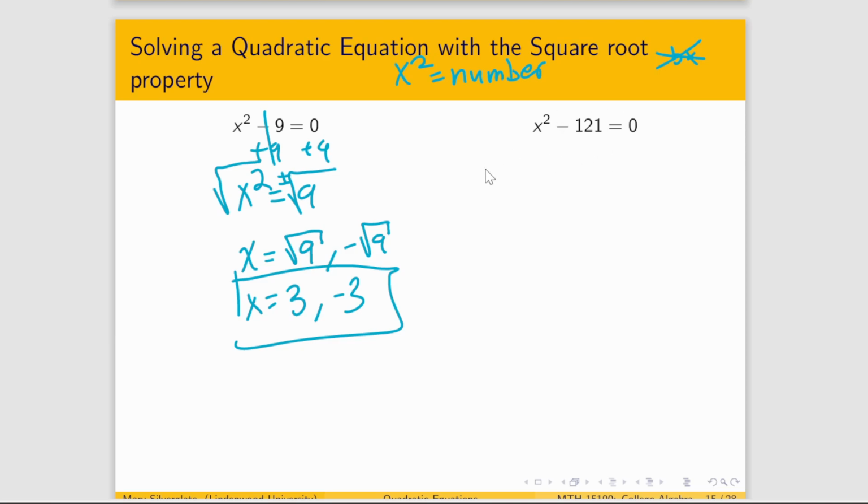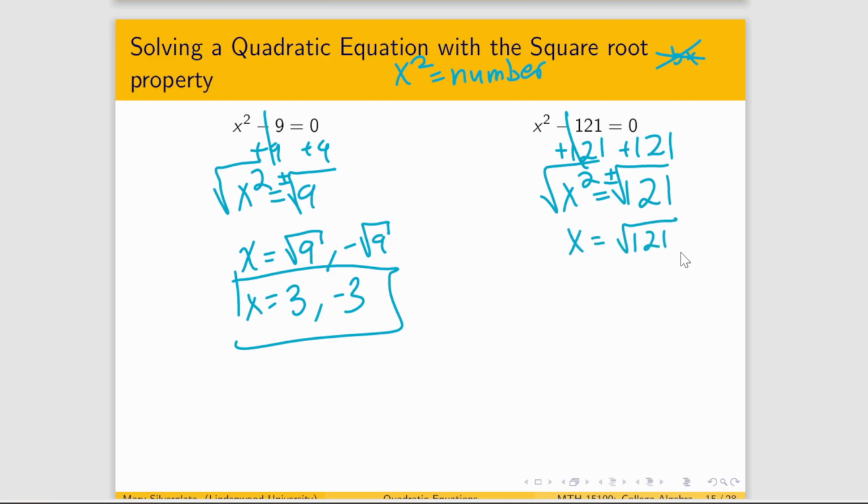Go ahead and try this next one using the square root property as well. So for this one, we're going to add 121 to both sides to undo subtracting 121. Then x squared is equal to 121. Now that x squared is by itself, we're good. We can square root both sides, and we want to make sure to include that plus or minus when we square root. So x is equal to the positive root of 121 or the negative root of 121. So x is equal to positive 11 or negative 11.